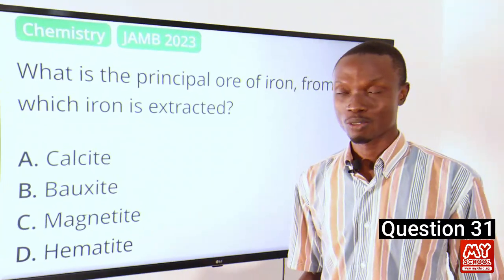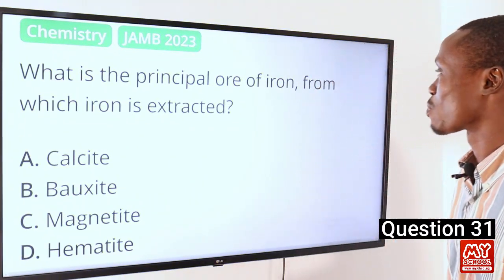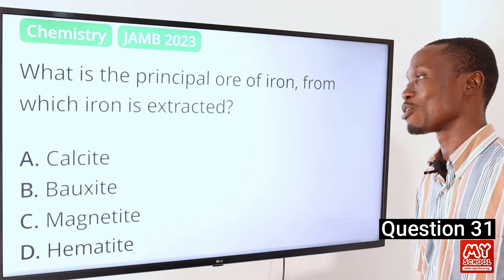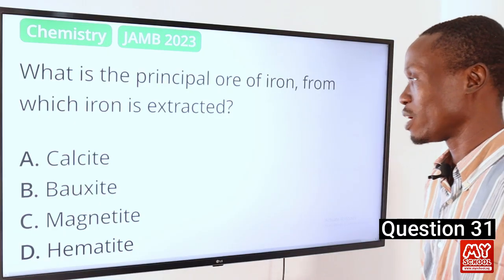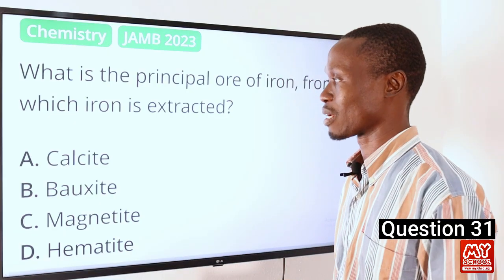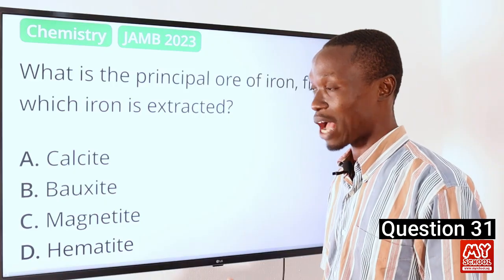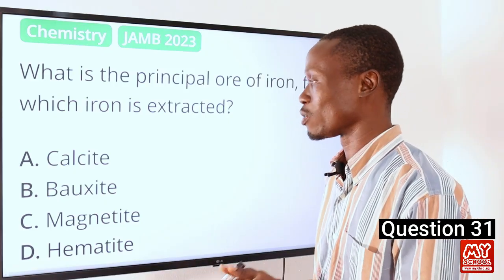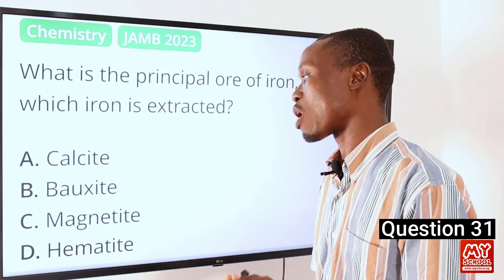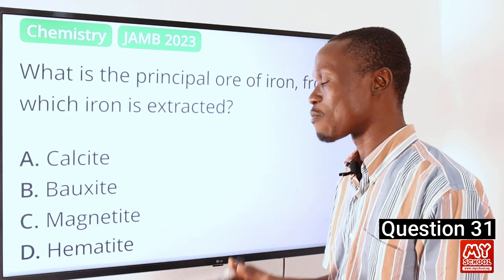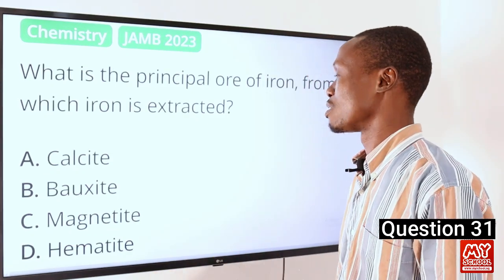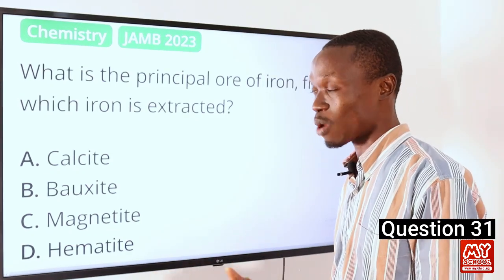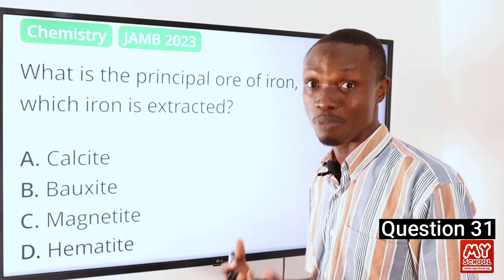Question 31. What is the principal ore of iron from which iron is extracted? So A, we have calcite. Calcite is a compound of calcium, so A is not the correct option. Then B, we have bauxite. Bauxite is not the principal ore of iron, but it is actually the principal ore of aluminium.